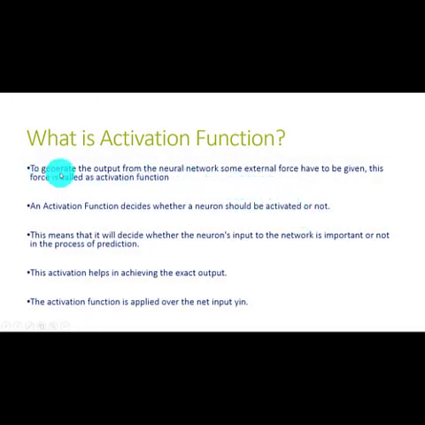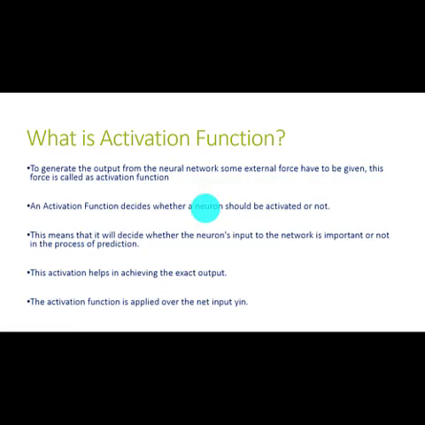Activation function is used to generate the output from the neural network. To generate the output from the neural network, we have to apply some external force to the neural network. That external force is called the activation function. The activation function decides whether a neuron should be activated or not. We will decide the processing of the neuron, whether it will be used for processing of the input or not.